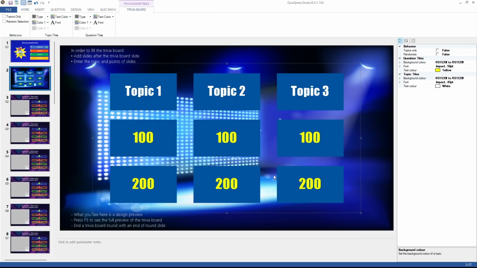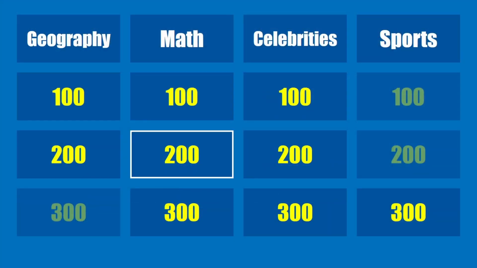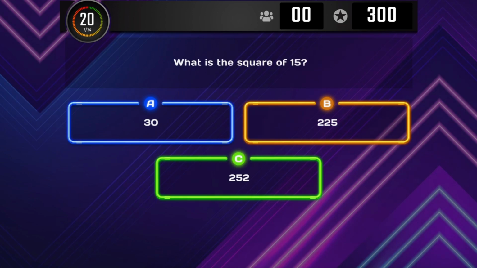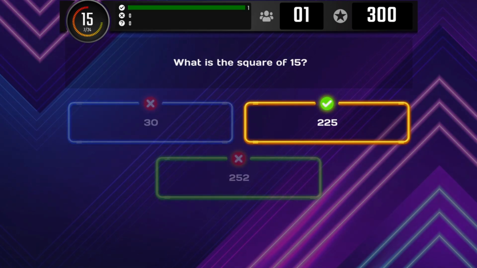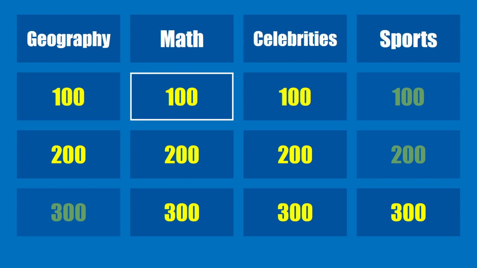Here is an example of what a finished trivia board looks like. Here we see the trivia board as it is shown in the quiz player. The host selects the topic/point combination as chosen by a player by clicking it with the mouse or selecting it with the presenter remote. Note that in this trivia board example there are 2 questions per topic per points. Topic and point combinations for which no question is available anymore are shown dimmed.